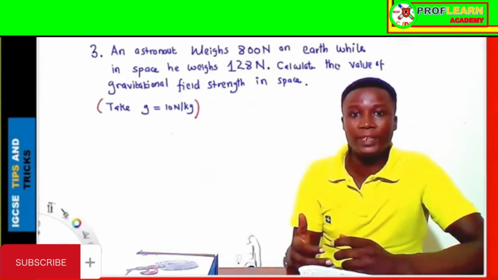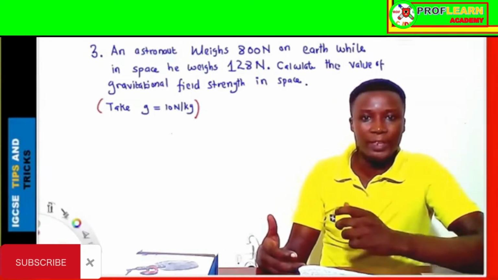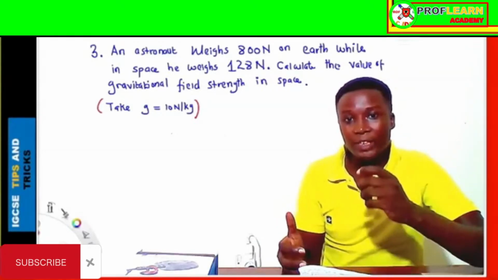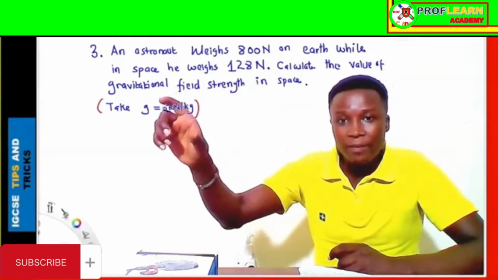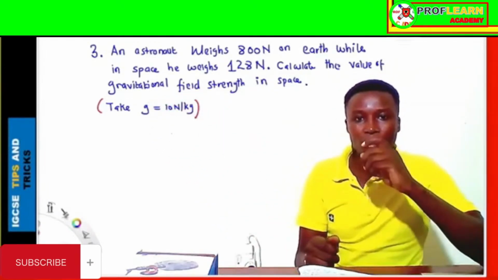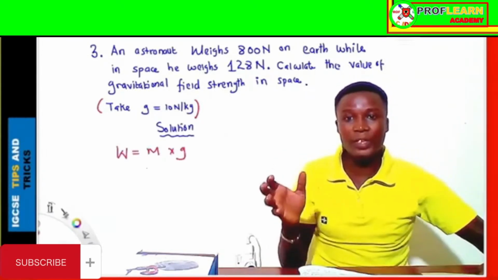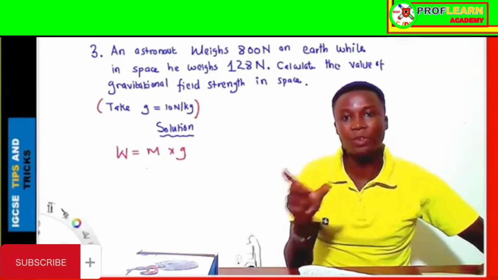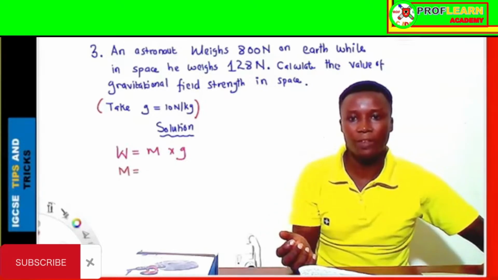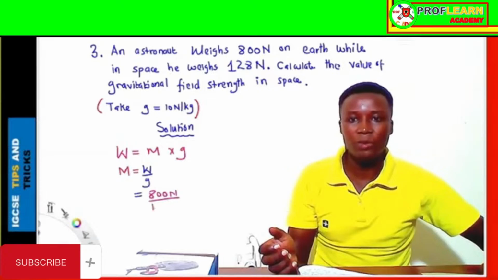In example 3, we are told that an astronaut weighs 800 Newton on Earth, while in space he weighs 128 Newton. We are supposed to calculate the value of the gravitational field strength in space. We are also given the force of gravity on Earth as 10 Newton per kilogram. In order to do this, we need to find the mass of this astronaut. Since we are given the weight and the gravitational field strength on Earth, we can find the mass by substituting what we have: mass equals weight divided by gravity. The weight is 800 Newton divided by 10.